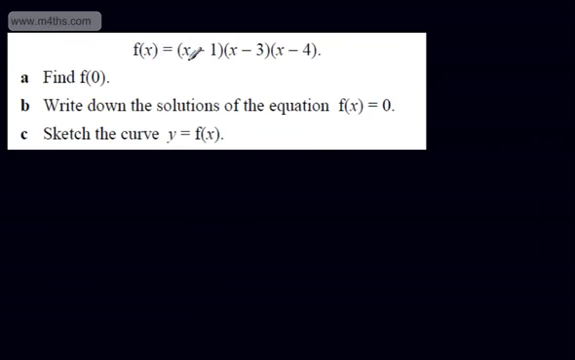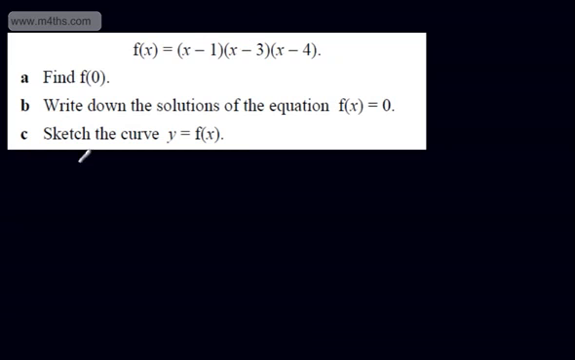We're given in this one that f of x is equal to x minus 1 multiplied by x minus 3 multiplied by x minus 4. So straight away I'm looking at this and thinking this is going to be a cubic equation. We can see it's going to be positive. x times x is x squared, times x is x cubed. So there's no negative in there.